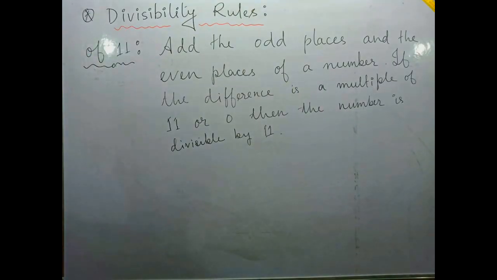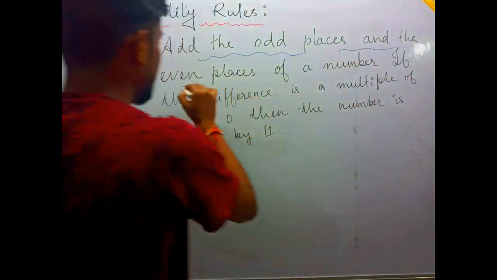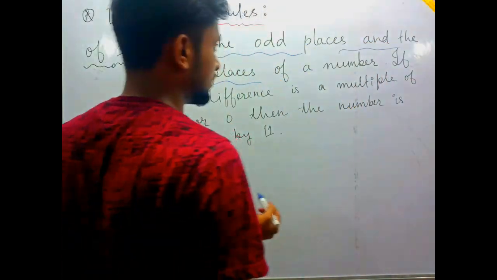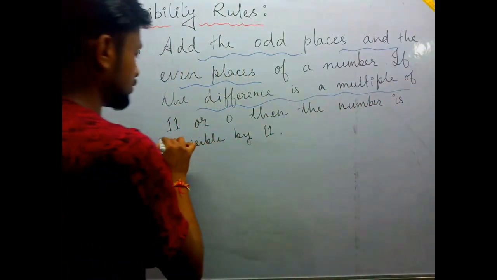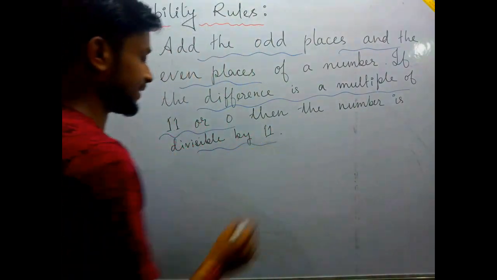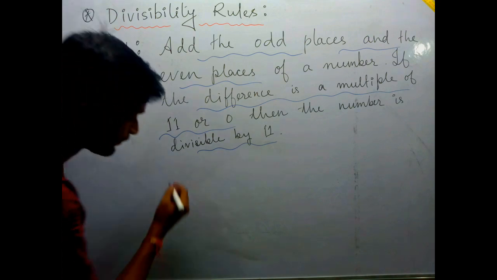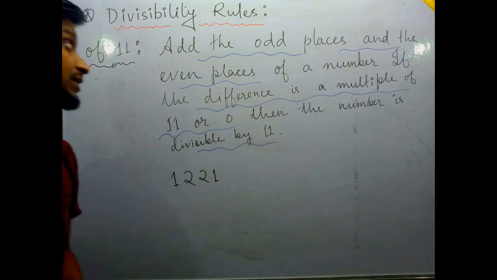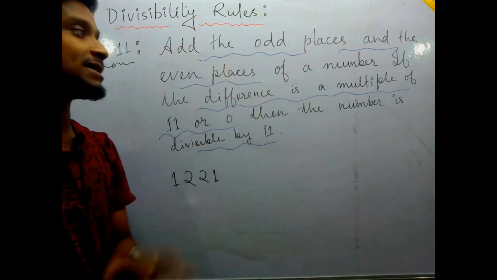So what is the divisibility rule of 11? At the odd places and even places of a number, if the difference is a multiple of 11 or 0, then the number is divisible by 11. Now, to understand this, let's take an example. Let's take 1221. Now at the odd places and the even places of a number.